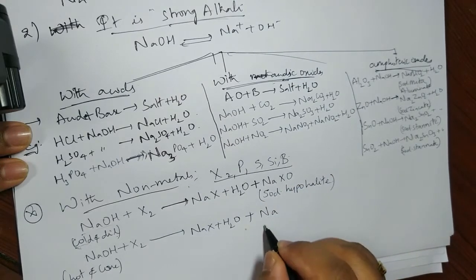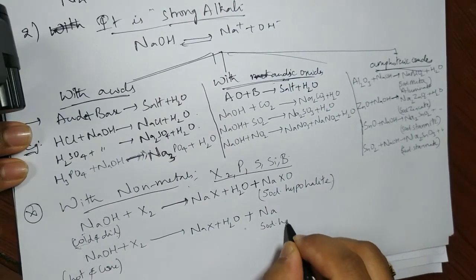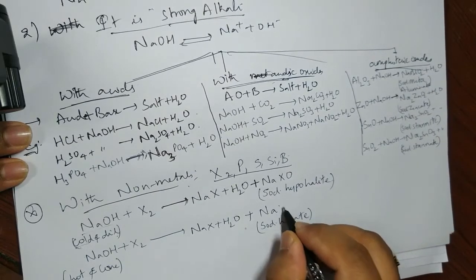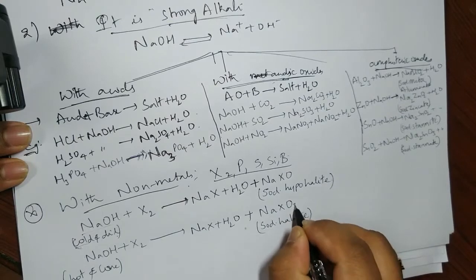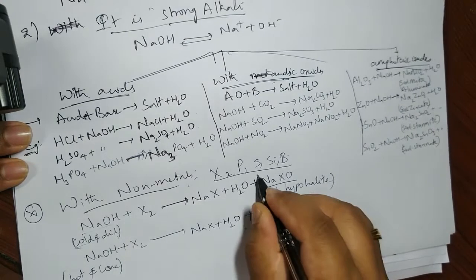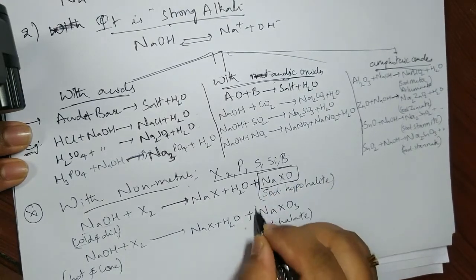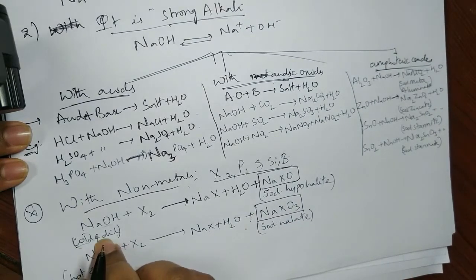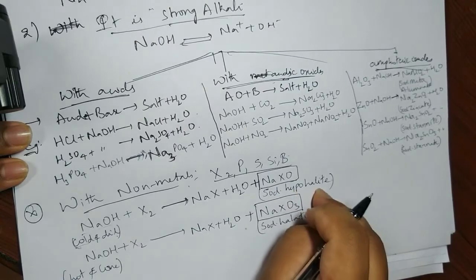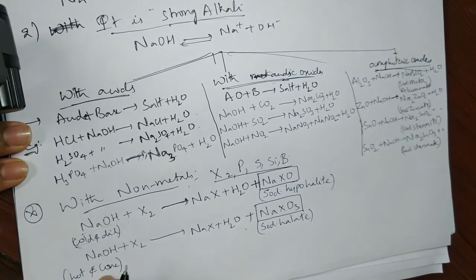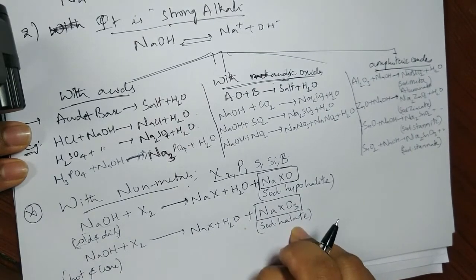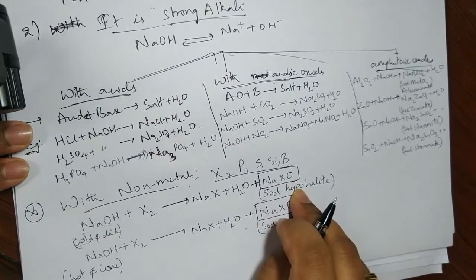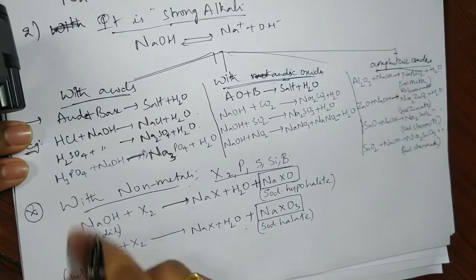So I write it as sodium halate, which is basically NaXO3. So here is the difference. Highlight the difference or remember the difference. If I use cold and dilute, sodium hypohalite. If I use hot and concentrated, sodium halate, NaXO3. NaXO or NaOX. Fine, it all depends upon cold and dilute.